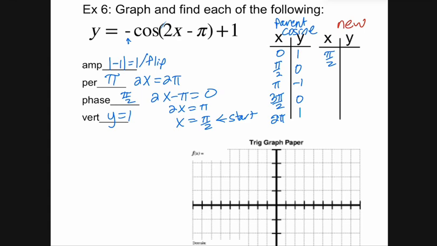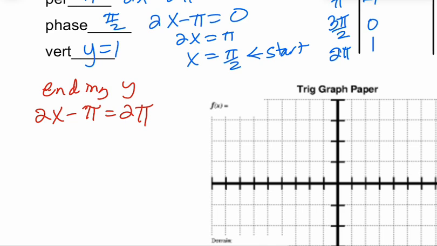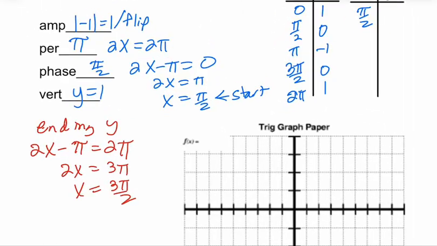We have the starting value and not much else. So let's find the ending value. Now we're just going to set the parenthesis equal to 2 pi. It starts at 0, it ends at 2 pi. Where is this function 0? Where is this function 2 pi? Well, for the ending x value, we're going to add a pi to both sides. We get 2x equals 3 pi's. Divide by 2, x is 3 pi over 2. So this is 3 pi over 2.